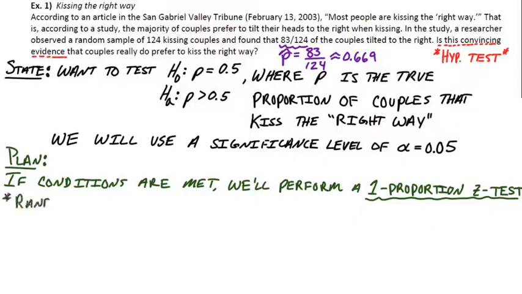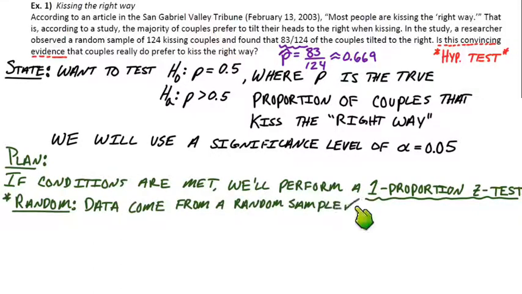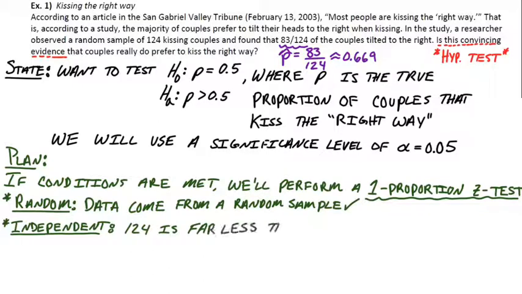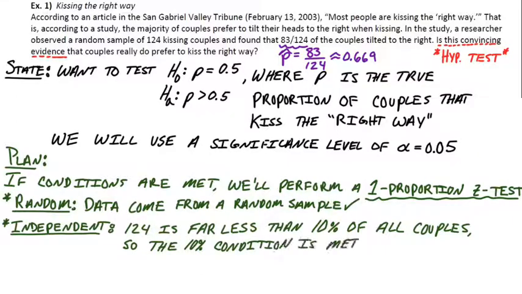The first condition, randomness, I think it says somewhere in the problem, right? It says a random sample, so we should be good. So the data comes from a random sample, check mark. Next, we've got the independence condition, and we should be well below 10% of the population here, right? So 124 couples, that's far less than 10% of all couples. So we can say the 10% condition is definitely met here. Check mark.